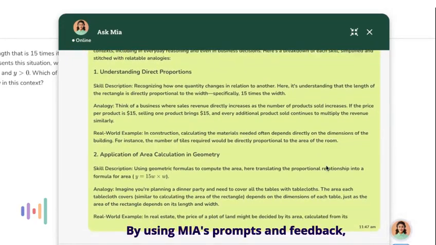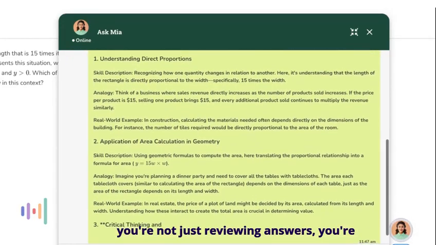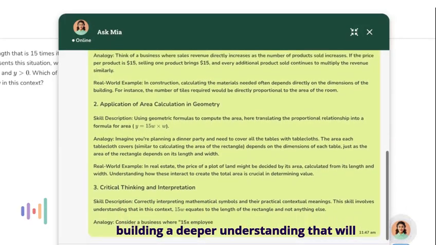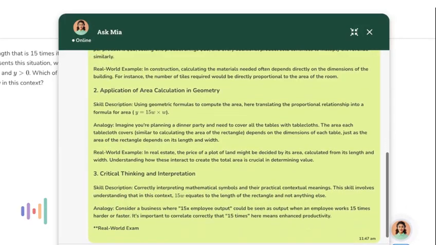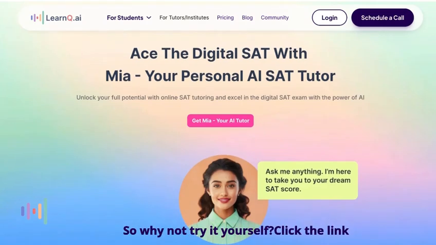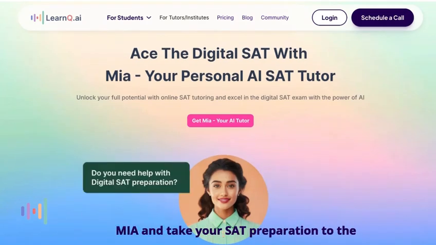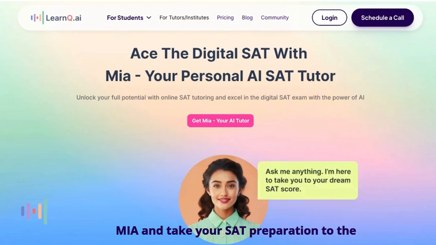By using Mia's prompts and feedback, you're not just reviewing answers, you're building a deeper understanding that will help you excel on test day. So why not try it yourself? Click the link below to unlock your full potential with Mia and take your SAT preparation to the next level.